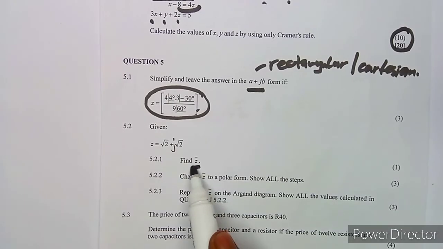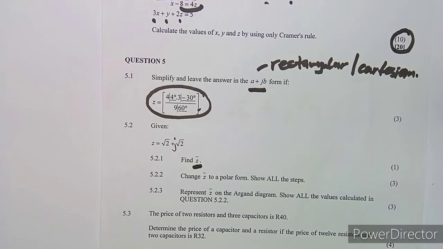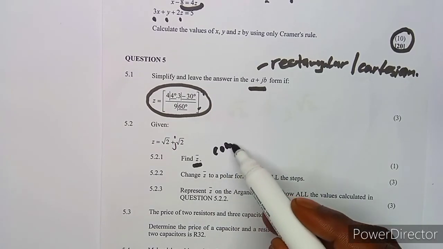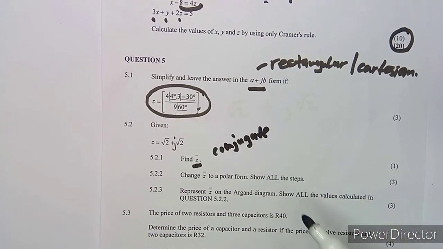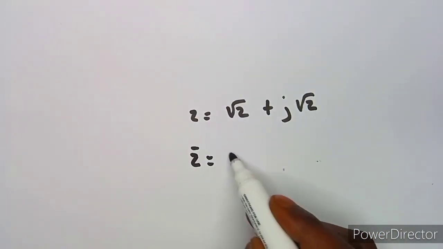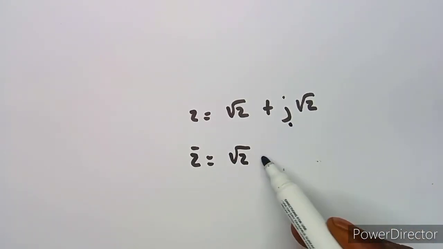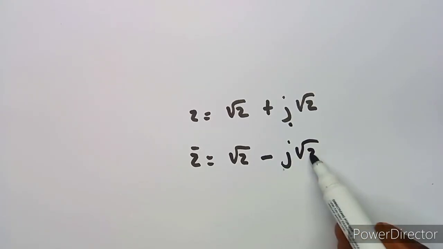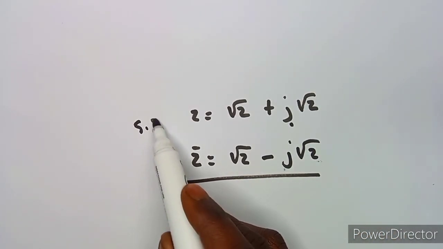So the question is to find z bar, which is the complex conjugate. If you are referring to the conjugate, remember the conjugate of a complex number, you introduce a negative, so it's going to be written as z bar, which is square root of 2, minus j square root of 2, introducing a negative on the imaginary part. So that's the complex conjugate. That's what they needed there.